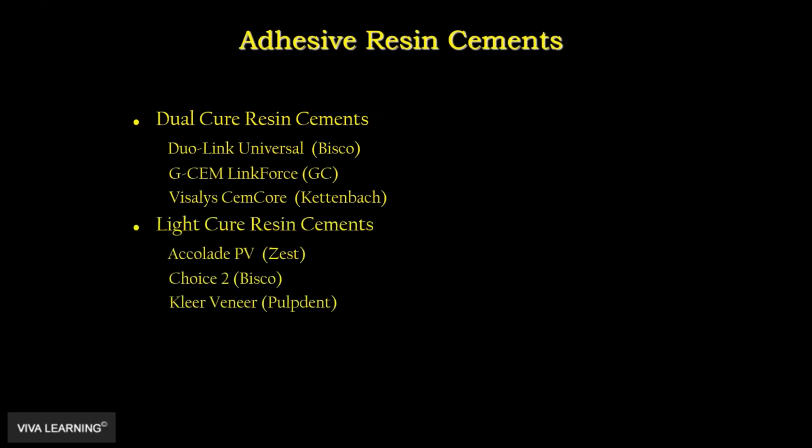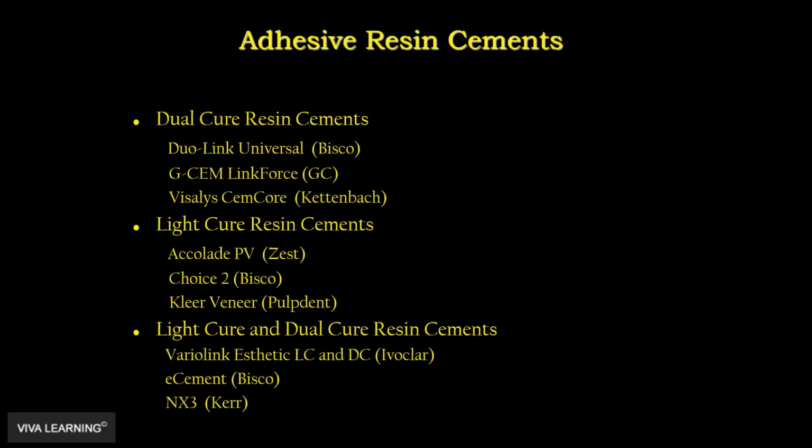Light cures: Choice, Accolade PV, it's very, very radiopaque. It's easy to see. They've got a nice clear shade. Pulpdent Clear Veneer is a really clear shade. If you're looking for something with no color, you want a really clear shade, it's well named. And Bisco's Choice 2, I've been using that for years and like it a lot. Some companies have both light cure and dual cure in a kit, which is nice because there are times clinically where you need both light cure and dual cure.